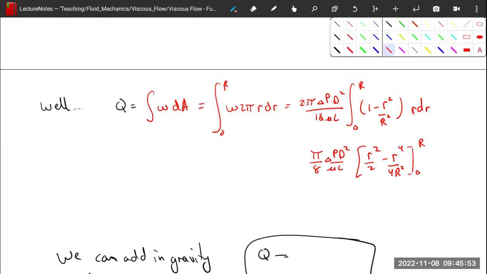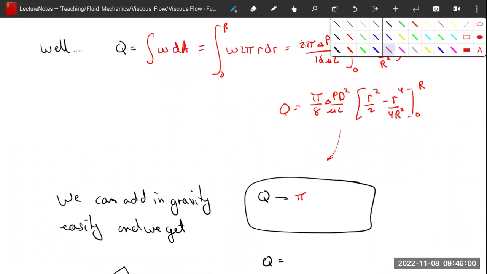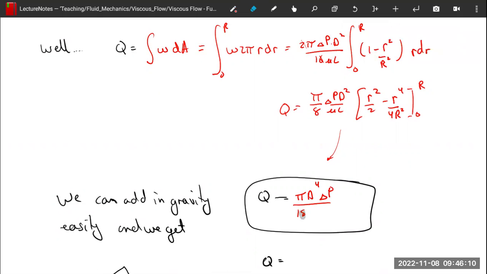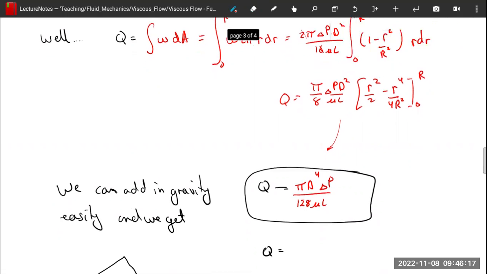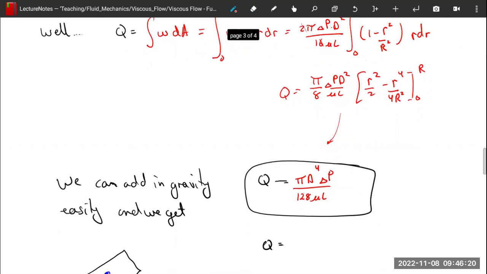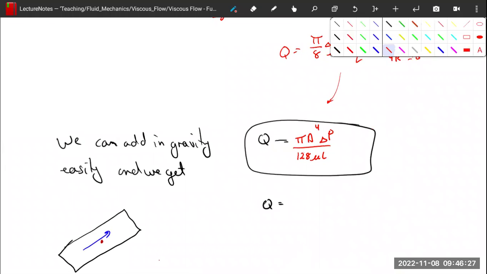This gives us that Q is equal to pi D to the 4th delta P over, and this is huge, 128, not 180, 128 mu times L. And if we really want to get spicy, we can add gravity to this force balance. We're not going to go through the derivation, but if we add gravity to this whole thing, we get pi times delta P minus rho g L sine theta times D to the 4th all over 128 mu times L.